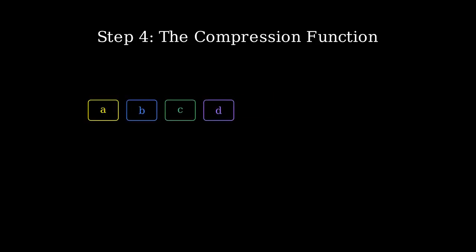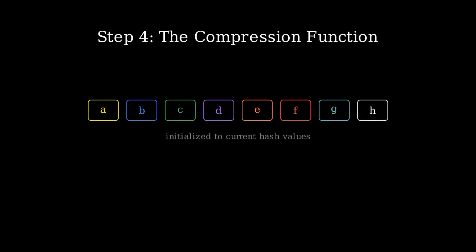Now comes the heart of SHA-256, the compression function. We have 8 working variables, labeled A through H, initialized to our current hash values. Each round takes these 8 variables and scrambles them using the schedule word for that round, a round constant, and several bitwise operations.